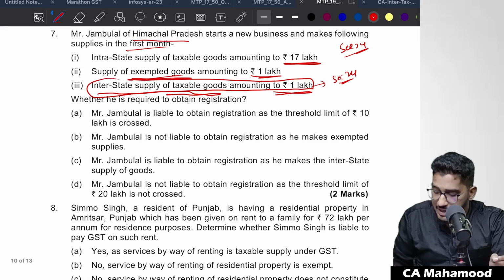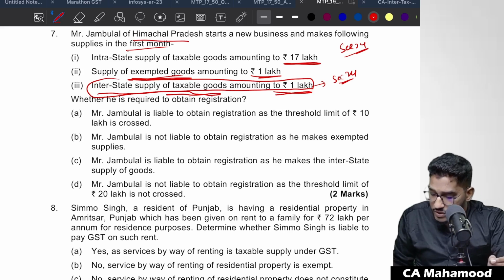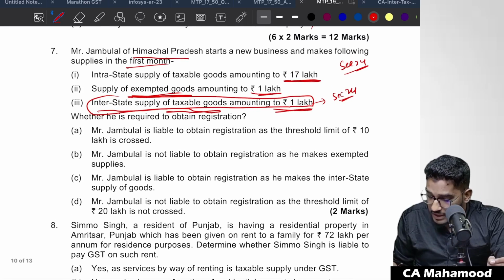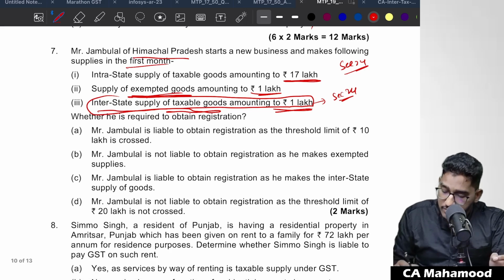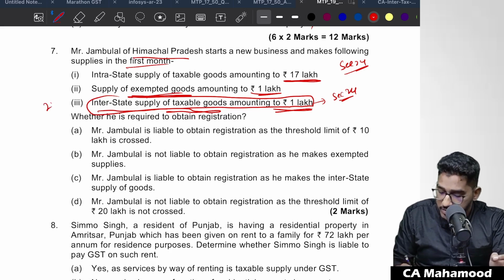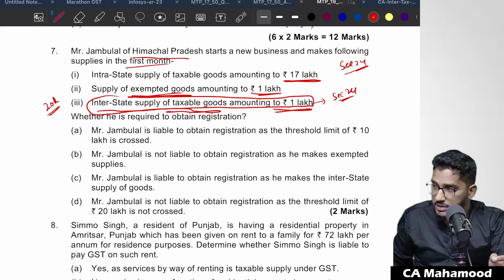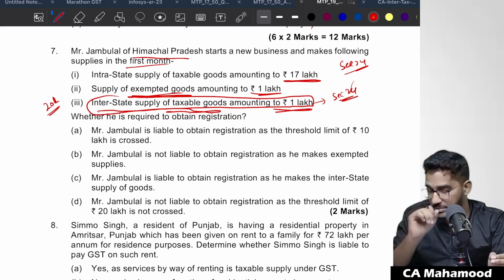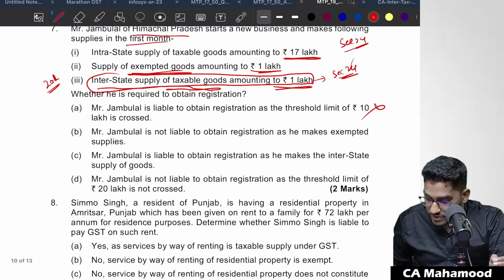So Mr. Jambulal is liable to obtain registration as the threshold limit of 10 lakhs is crossed. No, here the threshold limit is not 10 lakh rupees. Since he is engaged in the supply of goods, the 20 lakh rupees limit will become applicable. 20 lakhs will be the applicable limit. Next one. Sorry, not even the 20 lakh rupees limit. Here the limit itself doesn't matter. Why? Because he's making interstate supply, compulsory registration. Limit doesn't matter here. So this is not the case.